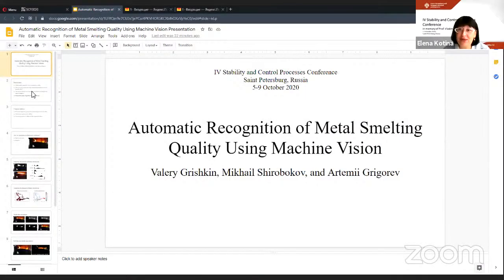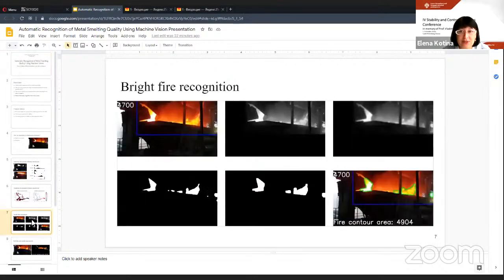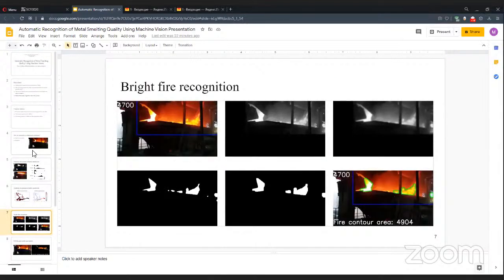How many frames are in one sequence of images? Approximately, in the one I'm showing you, there are about 5,500 frames, but only about 1,000 of them are related to the process of metal transfusion.